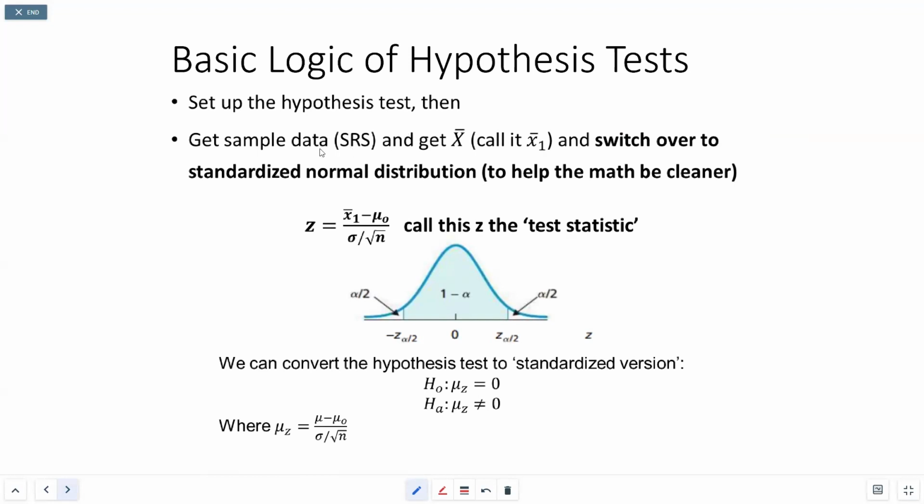So we're going to set up the hypothesis, get the sample data, switch over to a standardized normal distribution. This is just to help the math be clear. So we're going to need to get what's called a test statistic. I've kind of glossed over this x bar 1. So now I'm going to come back and talk about the basic logic of the hypothesis testing.